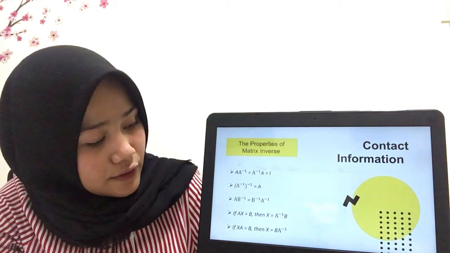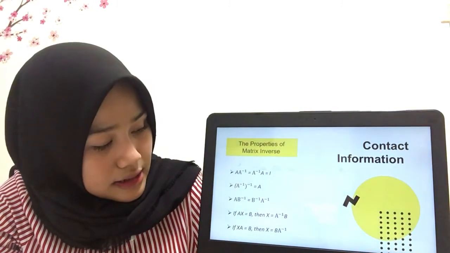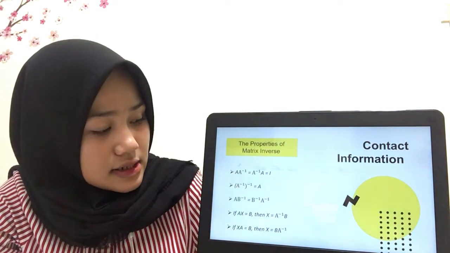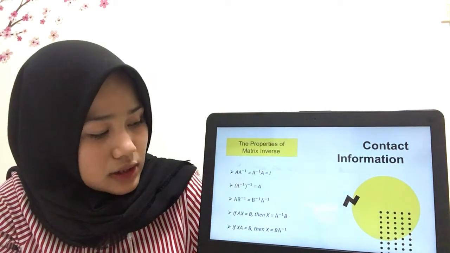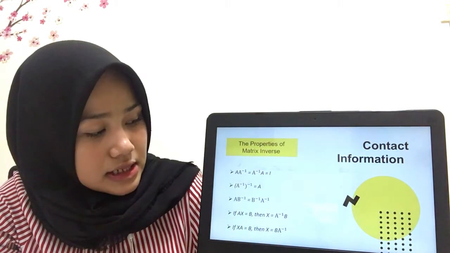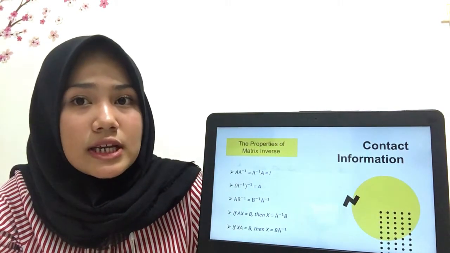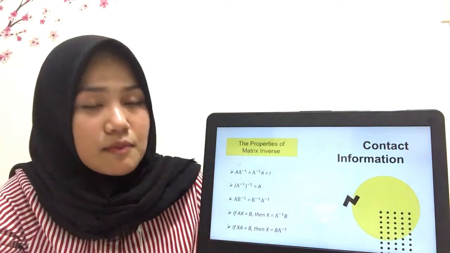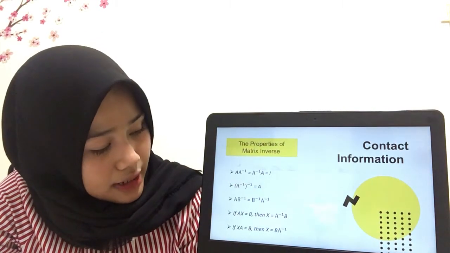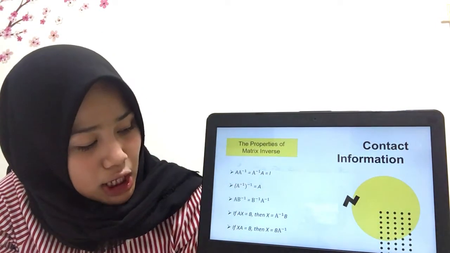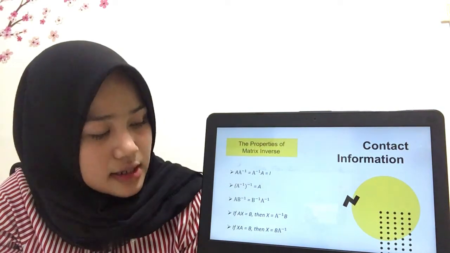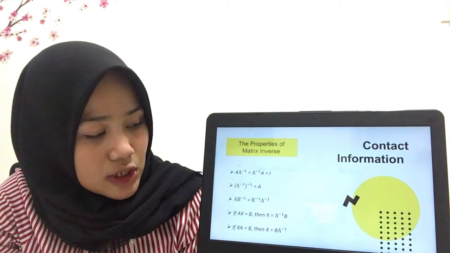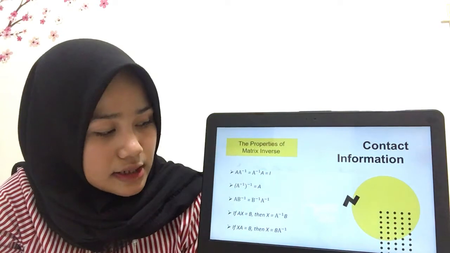And the fourth property is if A multiplied by X is equal to matrix B, then X is equal to the inverse of matrix A multiplied by matrix B. And the last property is if X multiplied by matrix A is equal to matrix B, then X is equal to matrix B multiplied by the inverse of matrix A.